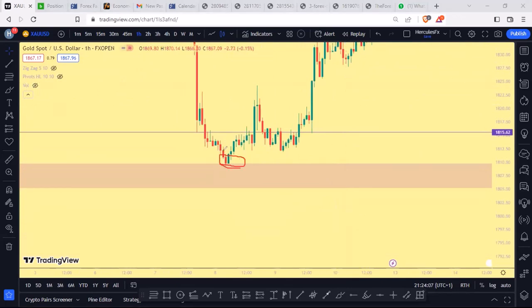So, by right, this is what? This is a bullish engulfing candle, right? Yeah. Now, I am actually on the 1 hour time frame, and price dived into this place. Now, price has been moving.